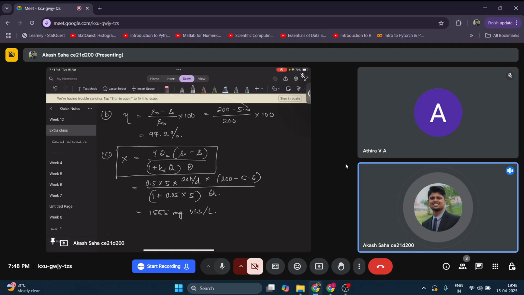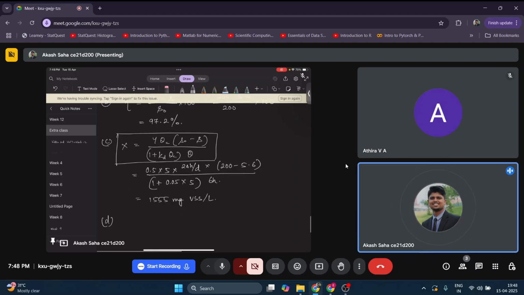And what will be the MLSS? The ratio was given as 0.78, so MLSS will be equal to X divided by the ratio. So it will be 1,555 divided by 0.78. That is 1,994 milligram per liter, or you can say 2000 milligram per liter.